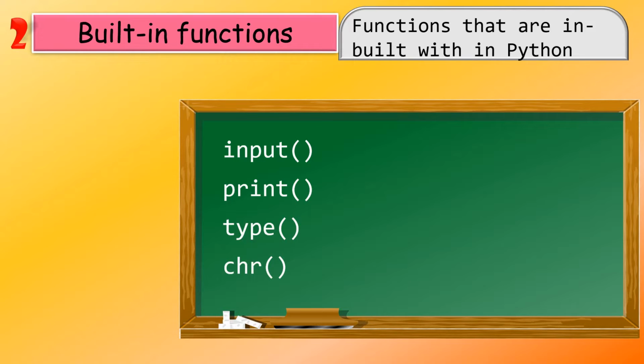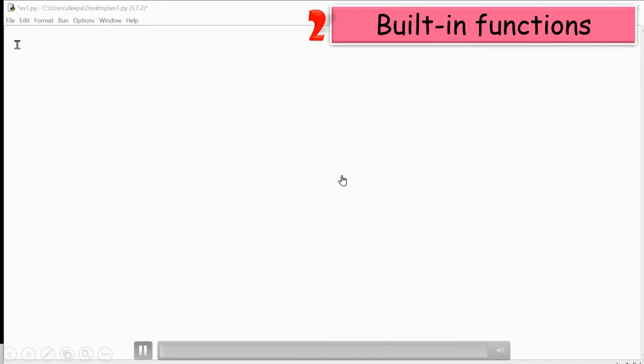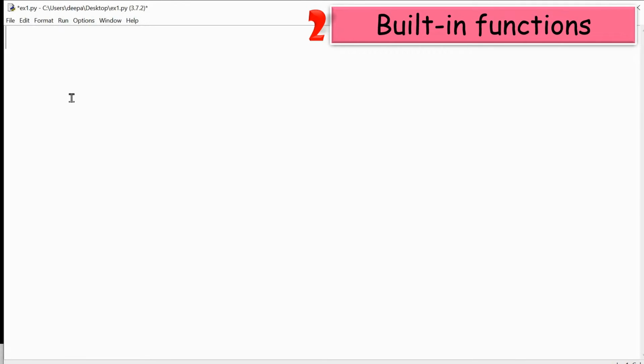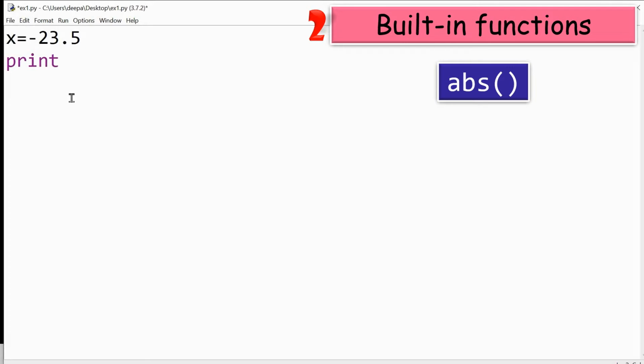Now I will jump right into the Python IDLE and show you more examples. Now I will show you the built-in functions which are given in your textbook. The first one is the abs function. Let x is equal to a negative number, minus 23.5. Print x. Next, I will use the abs function. Print abs of x.